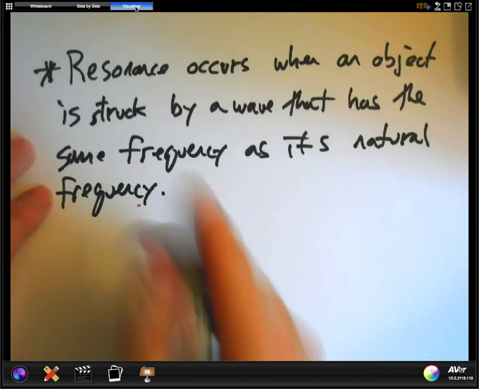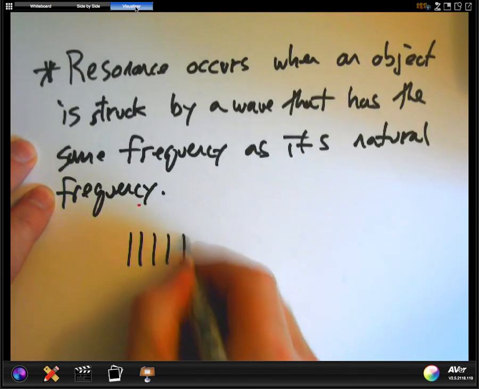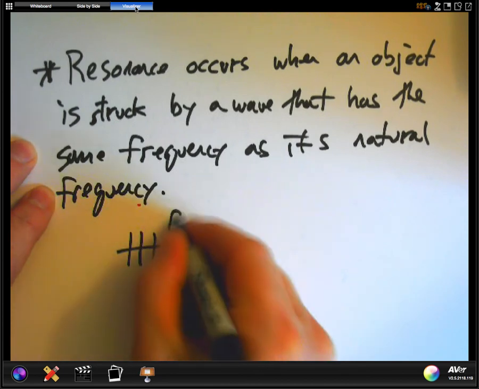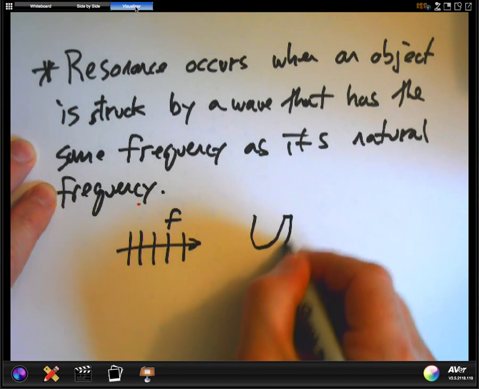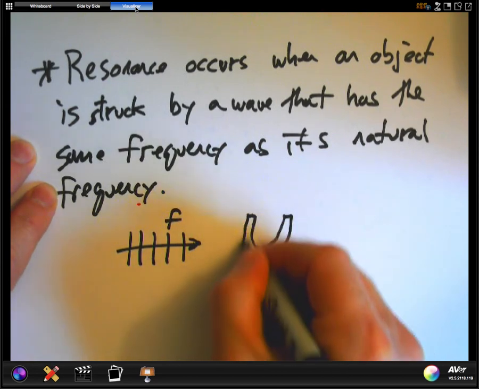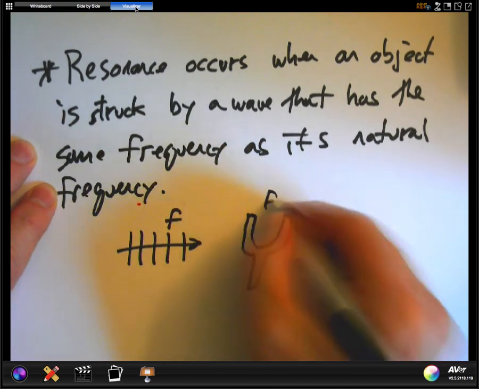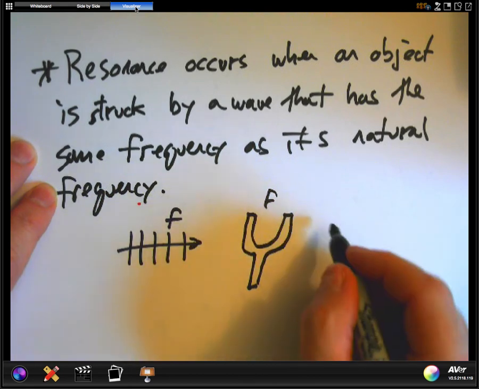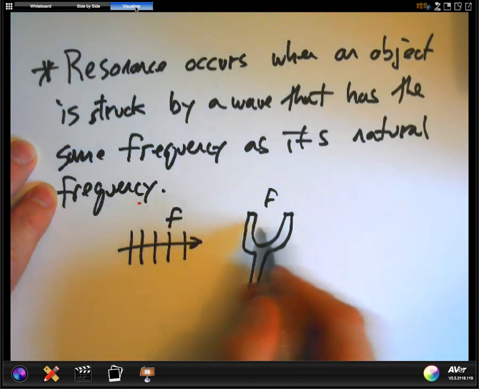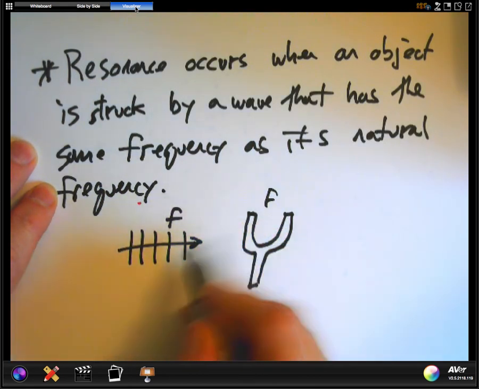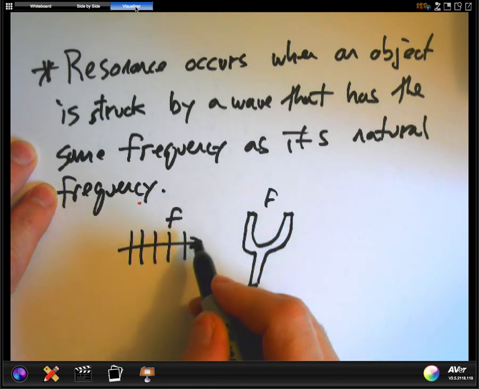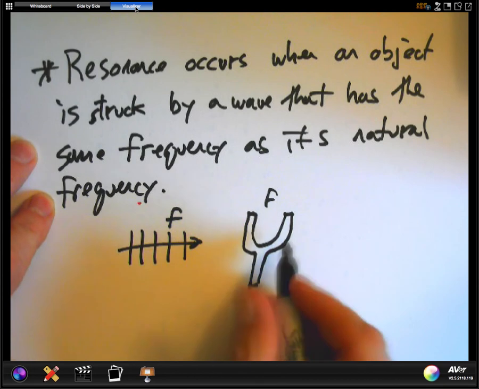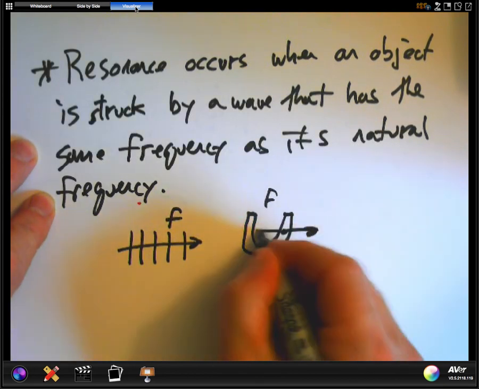If I send this wave in, here's the wave, it's got a certain frequency, and it strikes something like my tuning fork that has the exact same frequency. The tuning fork, when it shakes to the right, then when it comes back it gets hit by the next wave, which makes it shake further, gets hit by the next wave, makes it shake further, and we end up with a tuning fork that's shaking really, really large.